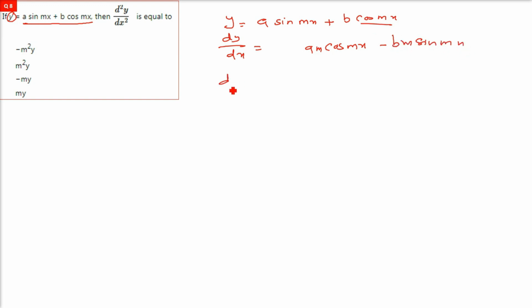Then we have d2y by dx2. This is equal to am. Cos mx will be minus sin mx. Again one more m will come. It will be m square. Then we have bm. Sin mx will be cos mx. Again m will come. So m square will be there.